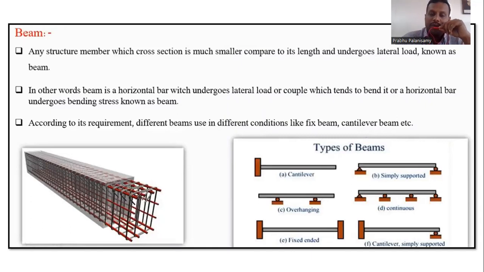This we know, and the types of beam are cantilever, simply supported, overhanging, continuous and fixed, and continuous and simply supported. We have seen this in strength of materials and mechanics of solids before in the structure, and this is just an overview of a beam with reinforcement in the field.